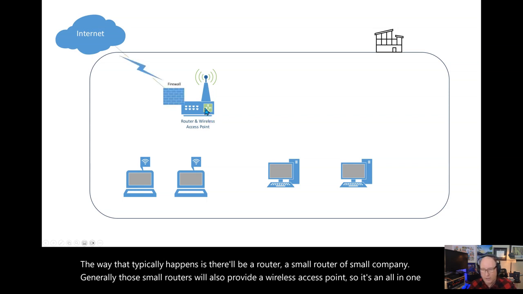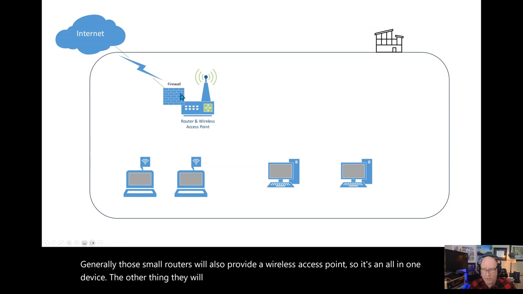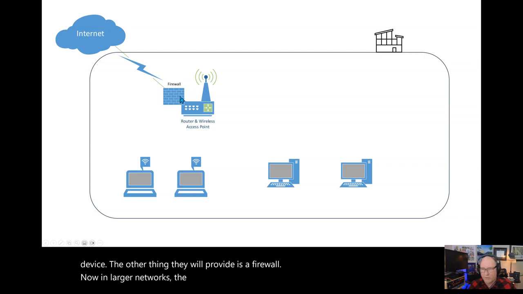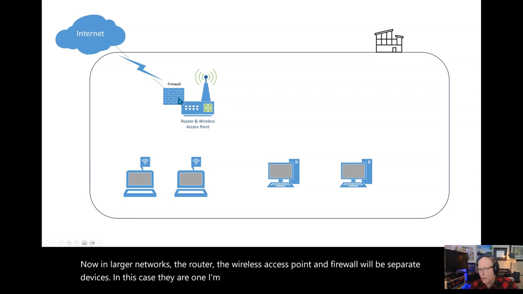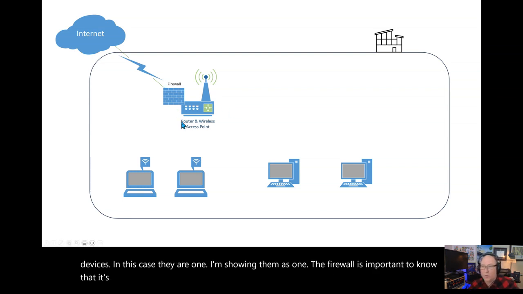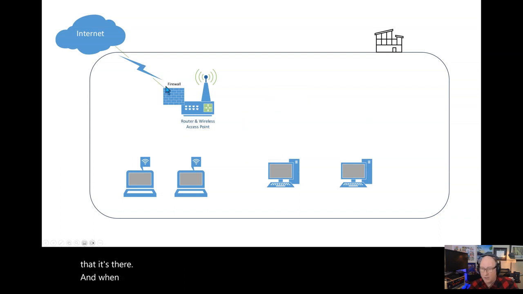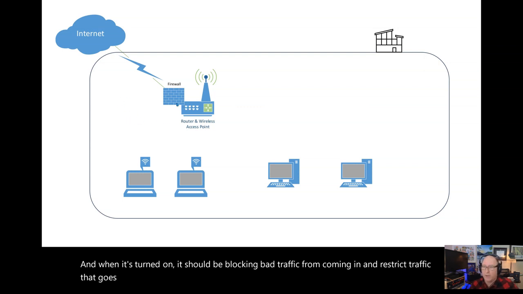The other thing they will provide is a firewall. Now, in larger networks, the router, the wireless access point, and firewall will be separate devices. In this case, they are one. I'm showing them as one. The firewall is important to know that it's there. And when it's turned on, it should be blocking bad traffic from coming in and restrict traffic that goes out. So that is typically what you see in a small business.